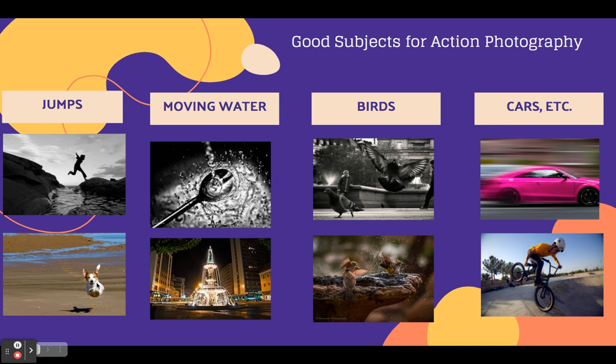You could show moving water. So the action or the movement that's happening is the water is moving. So you can see in this fountain, or even just in your sink, if you try to capture the water coming out of the faucet, that's an easy thing that anybody could do at home. Birds, if you could capture any sort of movement or action with a bird, or even things like cars, bicycles, motorcycles, right? Anything that could move.